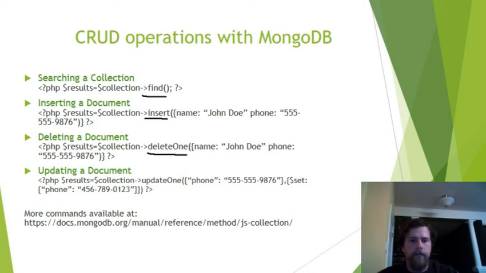For updating a document in a collection, we will use the keyword update1. With this structure, we will look for the first instance with this phone number, and then set the next phone number to 456-789-0123 in this case. Again, to be able to update more than one document, change update1 to update many.